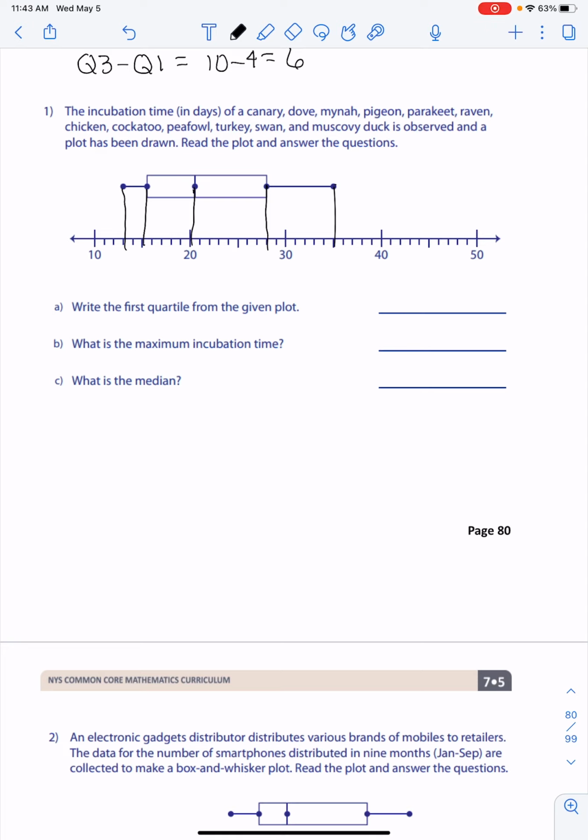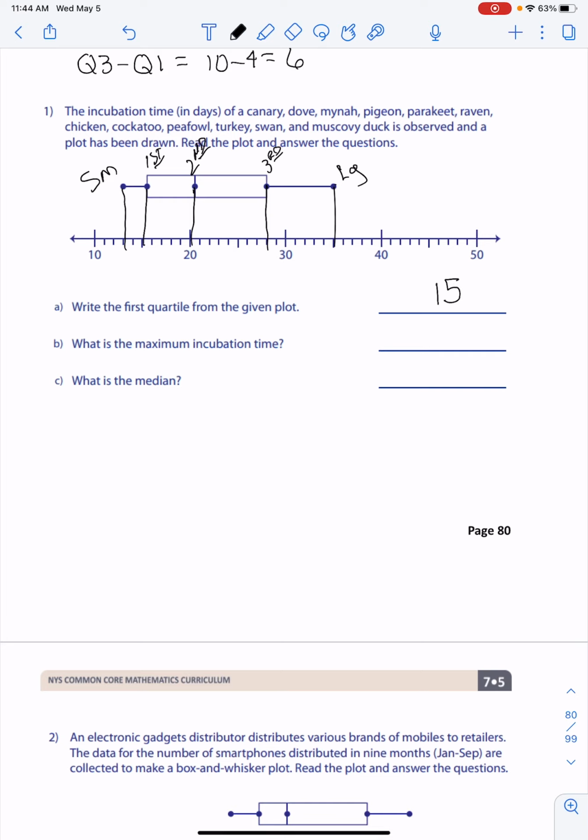And then it says, write the first quartile from the given plot. Well, here's my first, second, and my third. It goes right in order, guys. Smallest, largest. My first is going to be 15 because it's right in between the 10 and the 20, so it's 15.